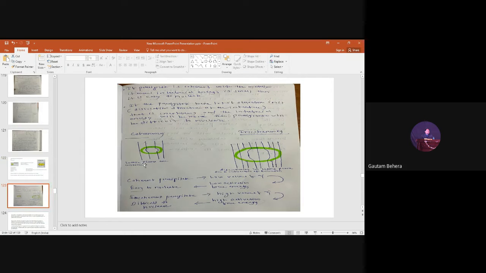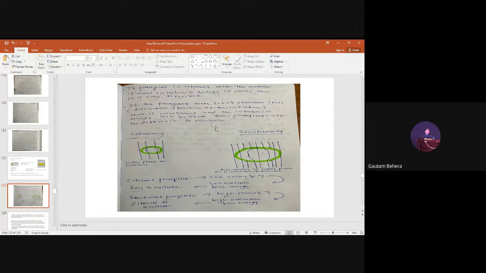So next is, you can see the same figure I have drawn here. I have also written the same thing. Low value of gamma, low activation free energy, easy to nucleate. Everything I have written over here. Here is an interesting fact. If precipitate is coherent with the matrix, it means interfacial energy is small, then it is easy to nucleate.